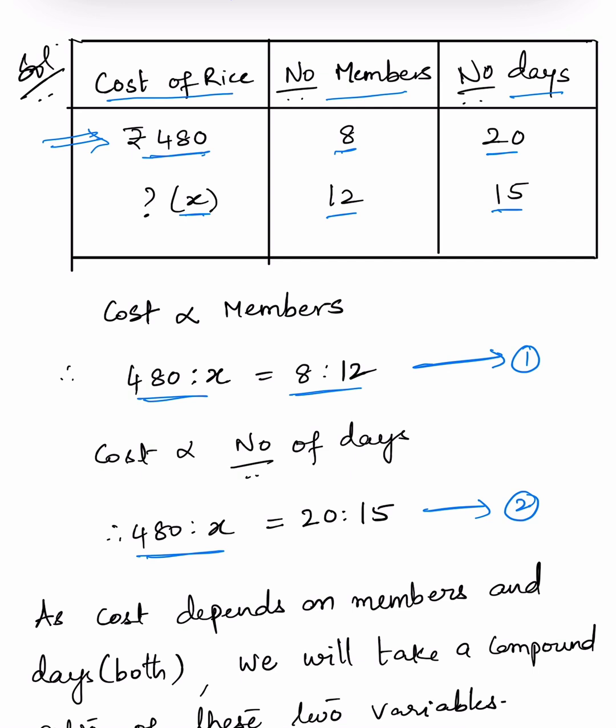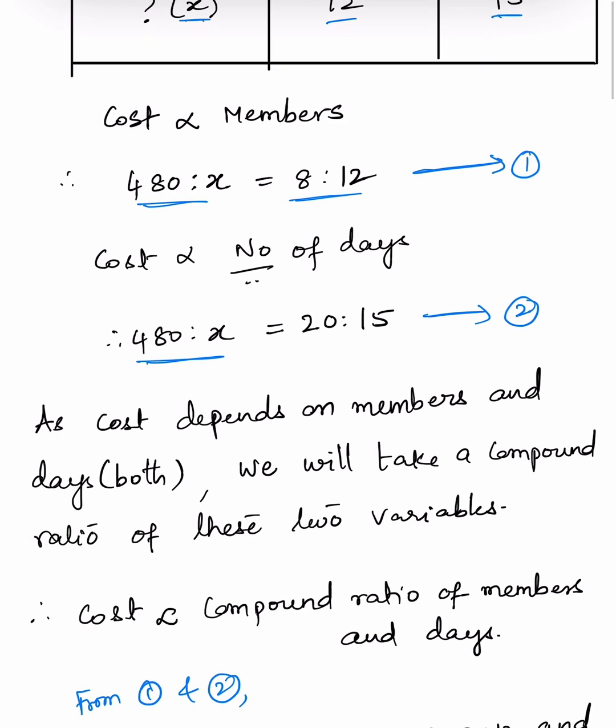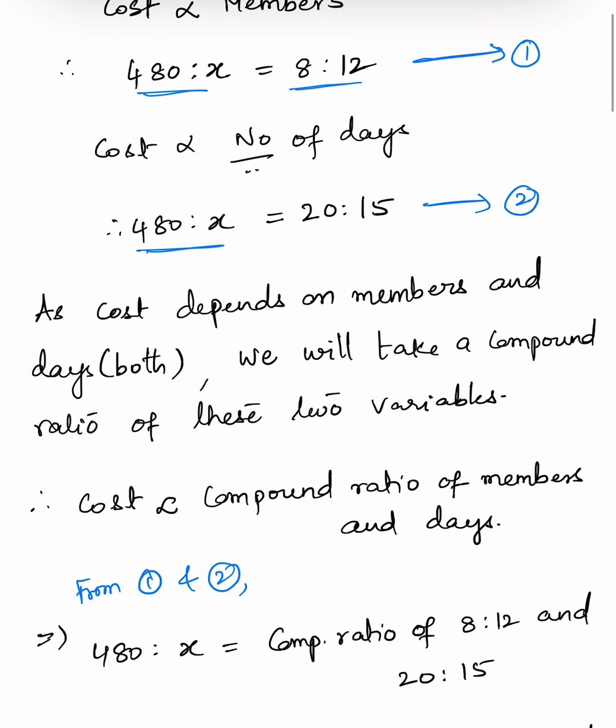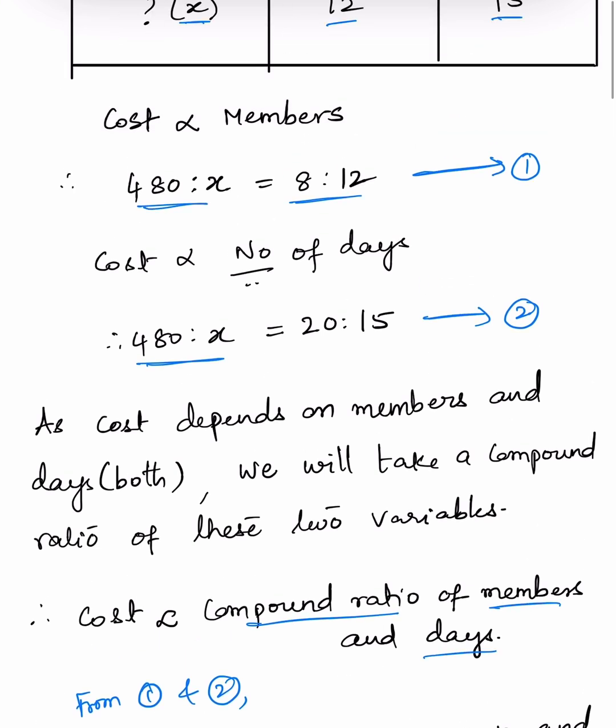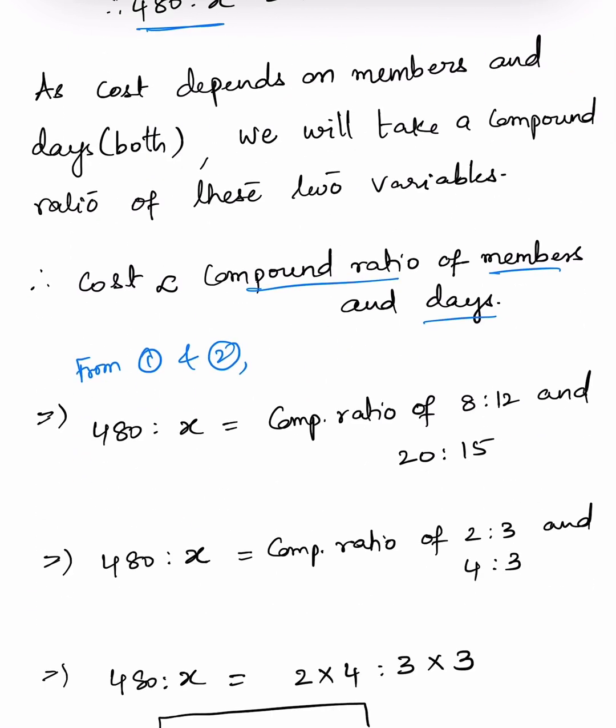Now, as the cost depends on both members and days, we will take a compound ratio of these two variables. Cost is proportional to the compound ratio of members and days. So from equation 1 and equation 2, 480 is to x equal to the compound ratio of 8 is to 12 and 20 is to 15. Let us simplify these two ratios: 480 is to x equal to the compound ratio of 2 is to 3 and 4 is to 3.